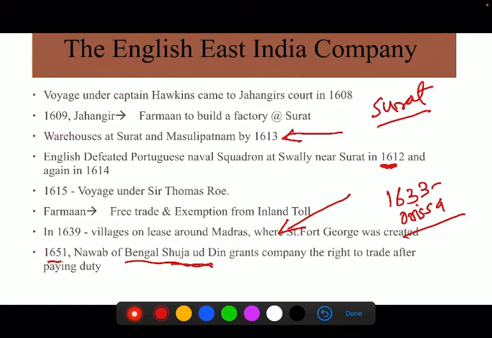And why is everyone giving permission to do the trade? Because it is always beneficial. There is someone who is willing to buy your product, so why would you not give the permission? By no means could they know that these small trading companies were going to give them stiff competition, and even going to eliminate them from their own country. Not their own country, but the country which they had been ruling for a long time. Fine. So we have seen that in 1651 they got the permission to trade in Bengal also.